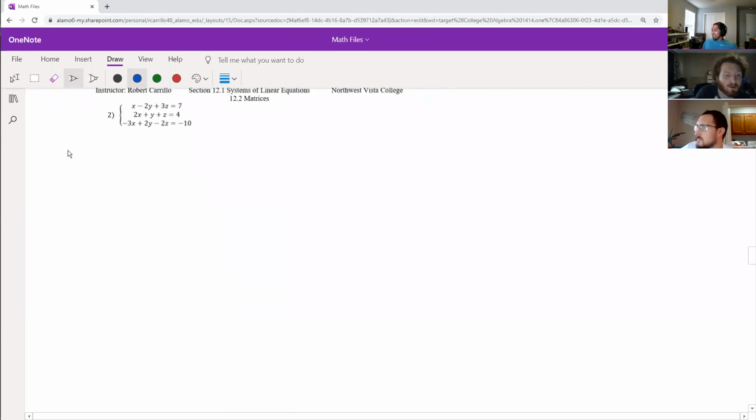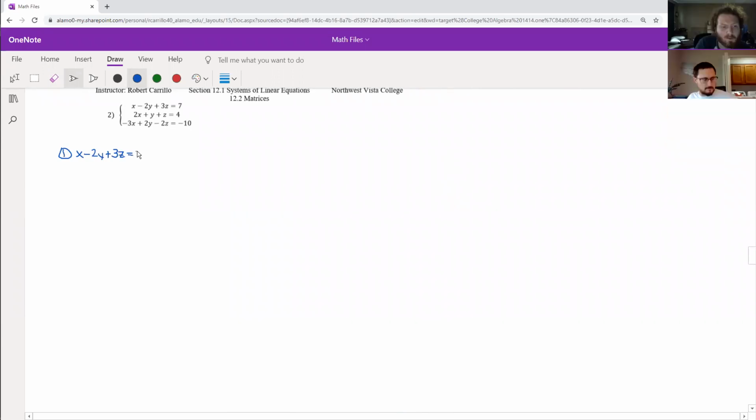Okay. So rewrite my equations. x minus 2y plus 3z equals 7. 2x plus y plus z equals 4. Negative 3x plus 2y minus 2z equals negative 10. All right, so again, we're going to work our way down. Let's start with individual elimination. Which one looks easiest here?